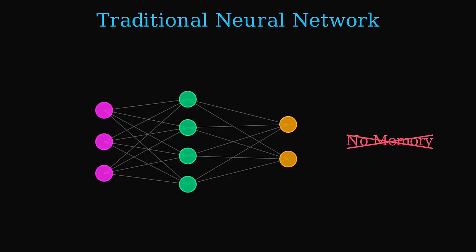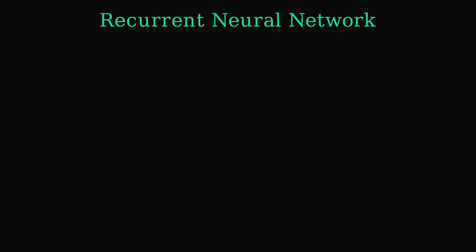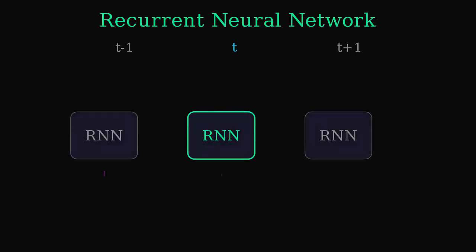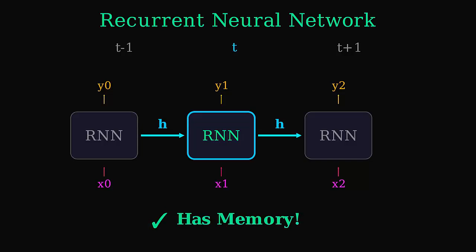To solve this, we use a recurrent neural network or RNN. RNNs are designed to work with sequences. This shows the previous timestamp t-1, the current step t, and the next step t+1. At each time step, the network receives an input like X and produces an output Y. But here is the magic. The RNN also passes information from one step to the next. This is called the hidden state, labeled as H. This hidden state is the RNN's memory.